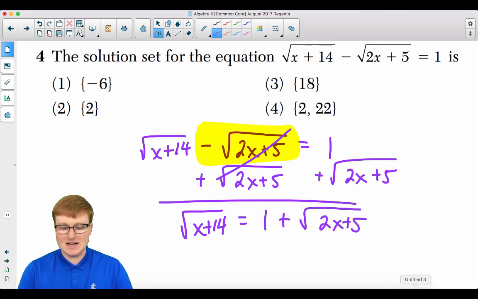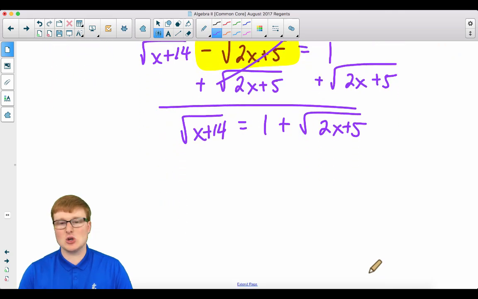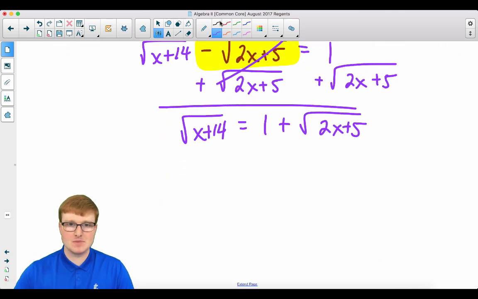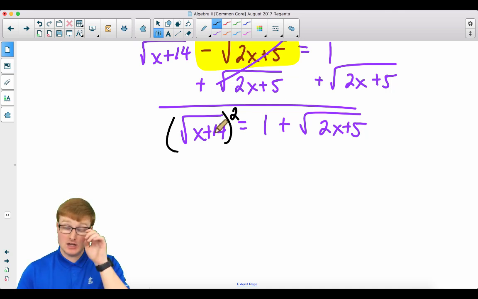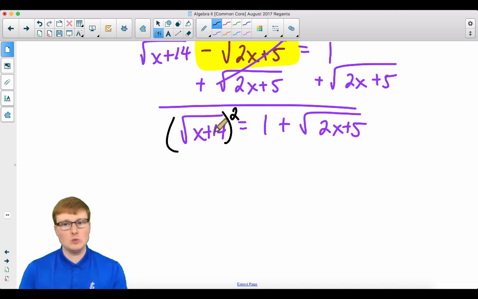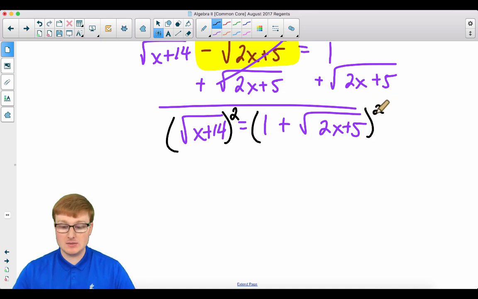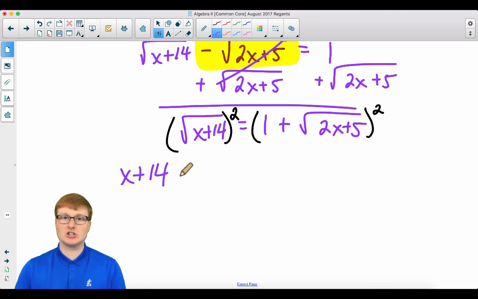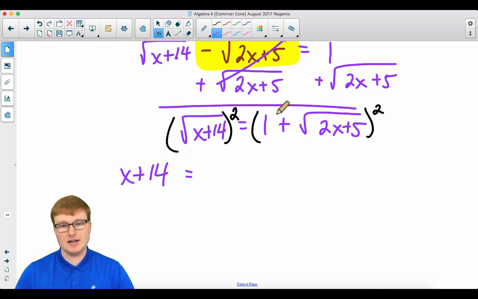Now this, ladies and gentlemen, is where it's going to get a little bit messy. We are going to square both sides, because now we have the square root of x plus 14 alone. We can square that, and we can, in fact, square this. Is it going to be messy? Of course it's going to be messy, but let's just take our time and go through it carefully. This is easy. This is just x plus 14. Once you square it, you just drop the square root symbol. Now this gets messy right here.